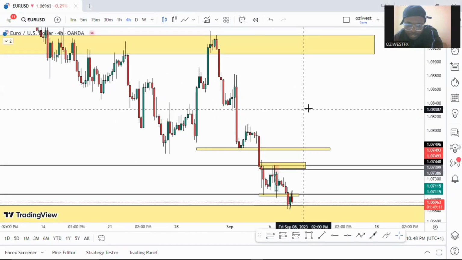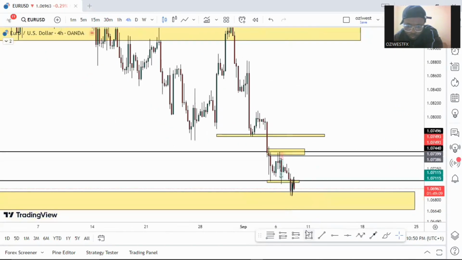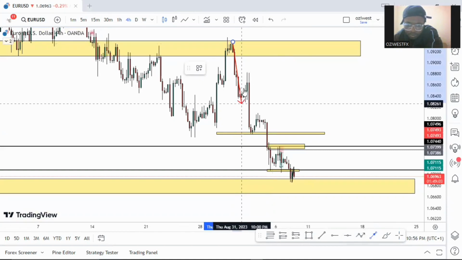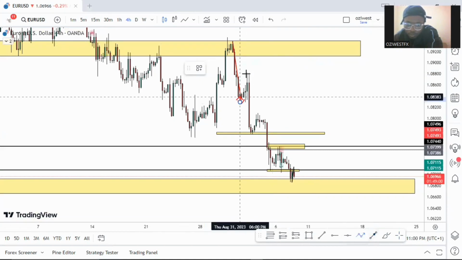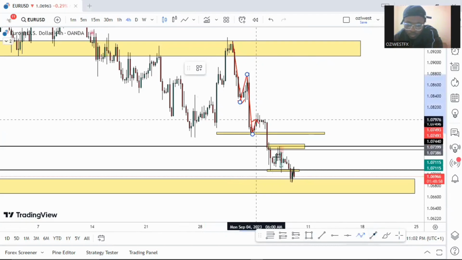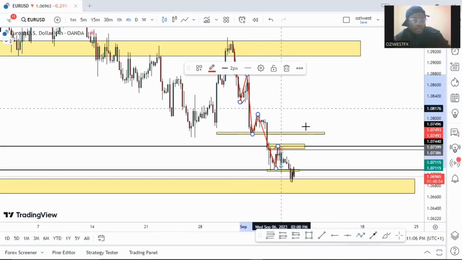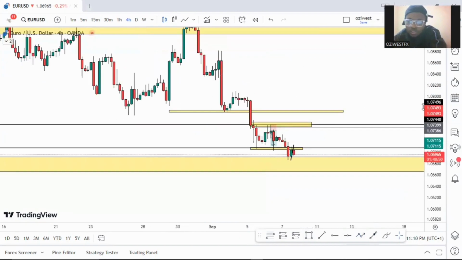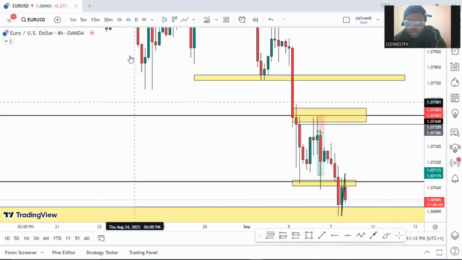If you watched the last breakdown, you'll notice that we've been anticipating sells here on EURUSD because we are in a bearish market. Price has been selling back to back, so it's only right we keep looking for sells.